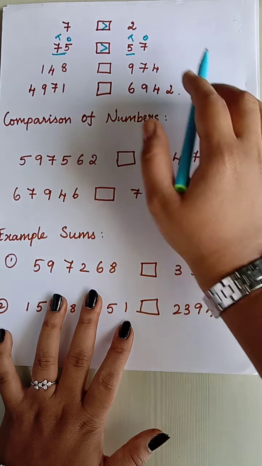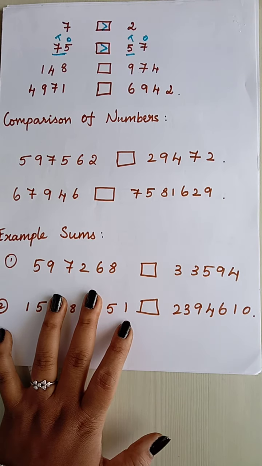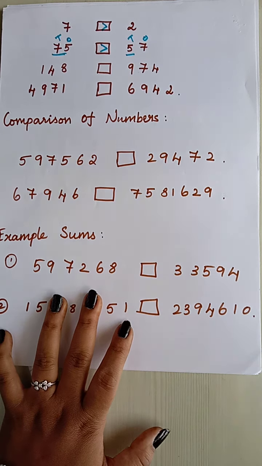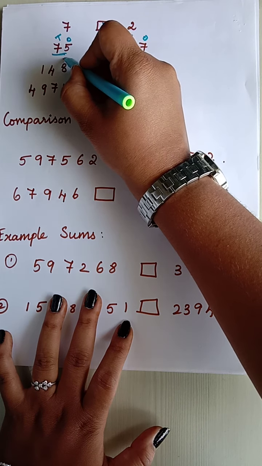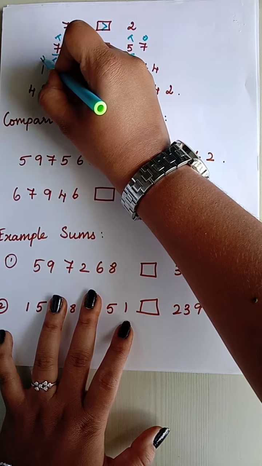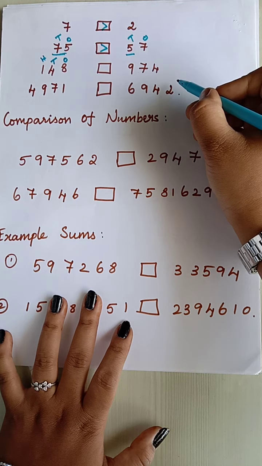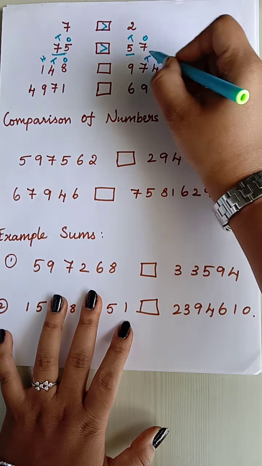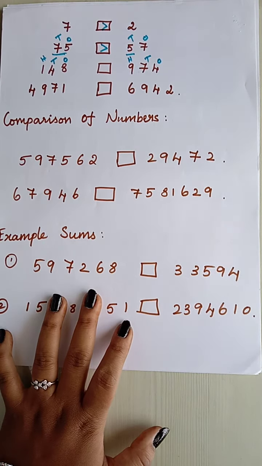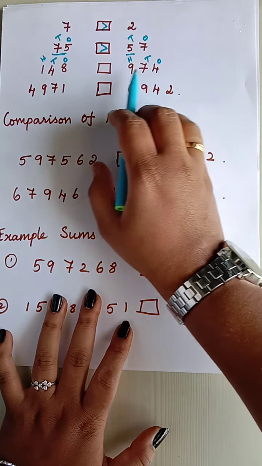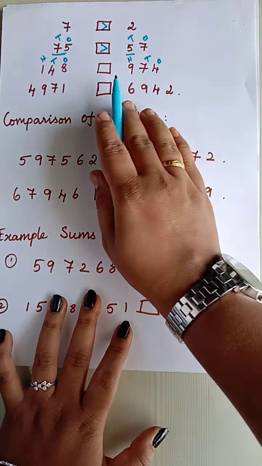148974. Now the first step is what I already told you. We have to write the place value here: ones, tens, hundreds. This side also we have to write the place value: ones, tens, hundreds. Always write the place value from the right side itself. You should not start from the left.